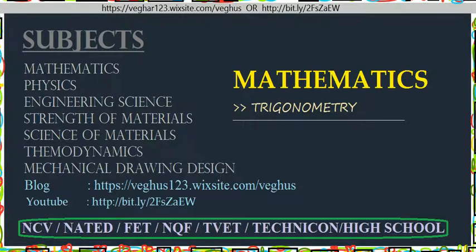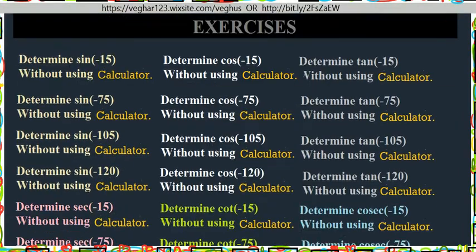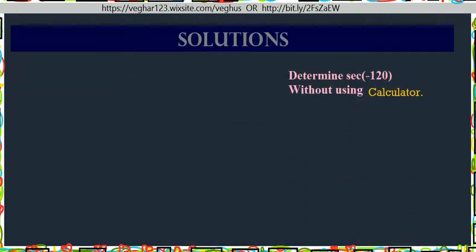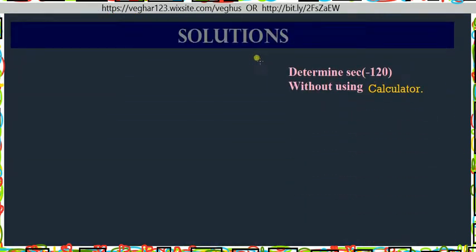Let's do a trigonometrical problem. We're going to do the following exercises. One of the exercises is here. We're going to have one exercise in each video. This one states: determine sec negative 120 without the use of a calculator.